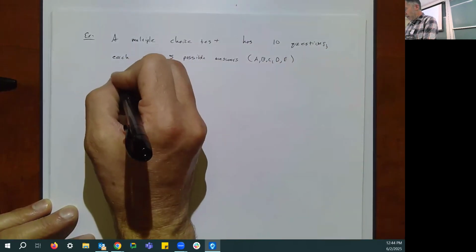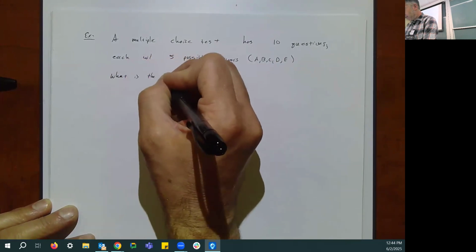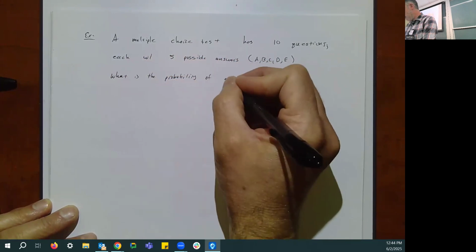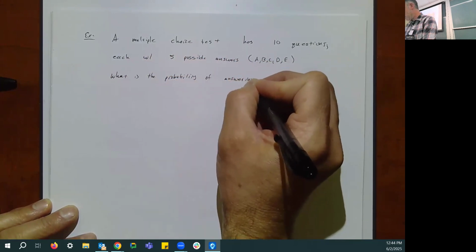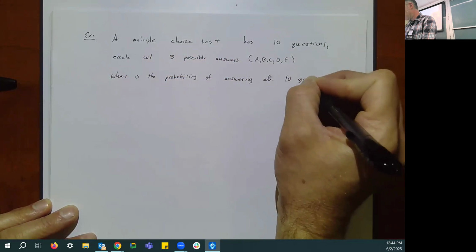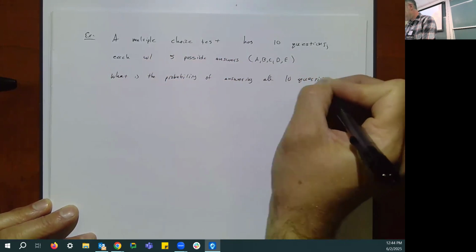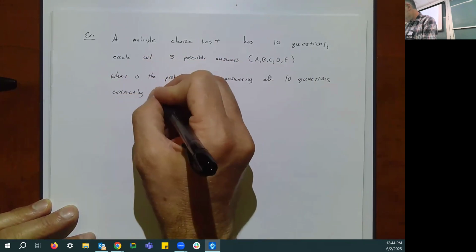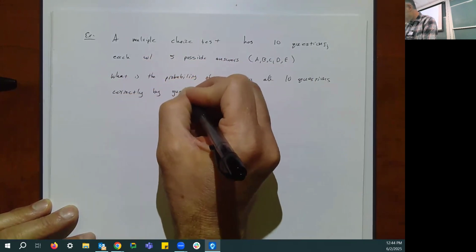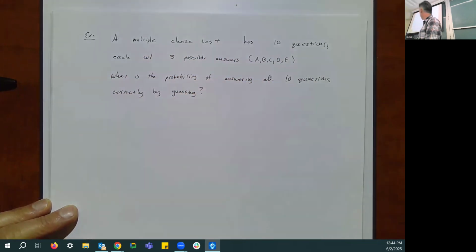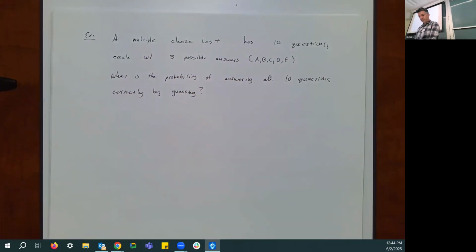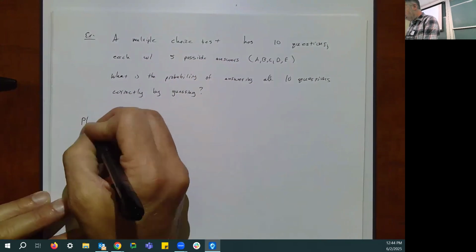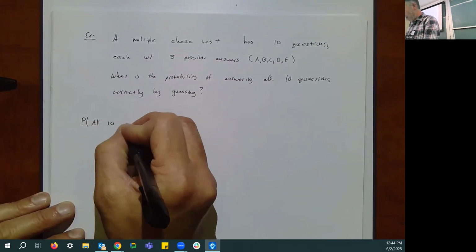What is the probability of answering all 10 questions correctly by guessing? Right, we're assuming we didn't study for this test, which I know none of you would ever do. All right, so what's the probability of getting all 10 correct?